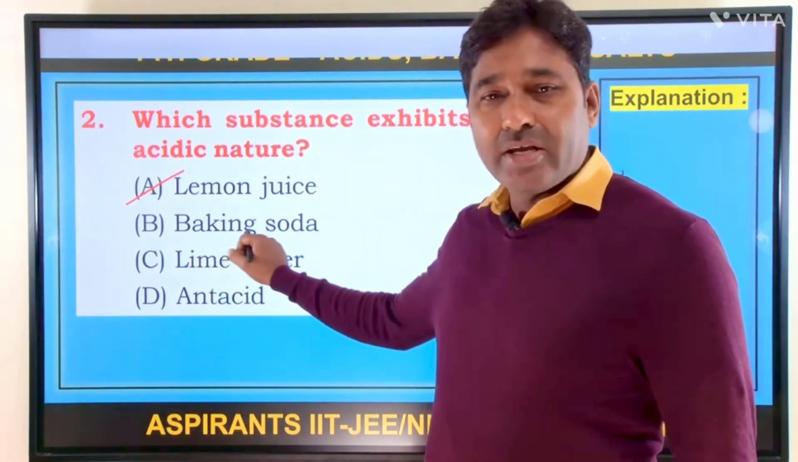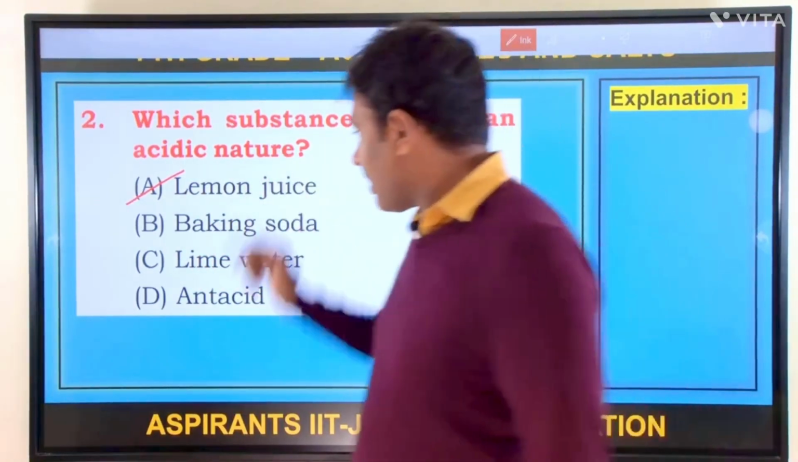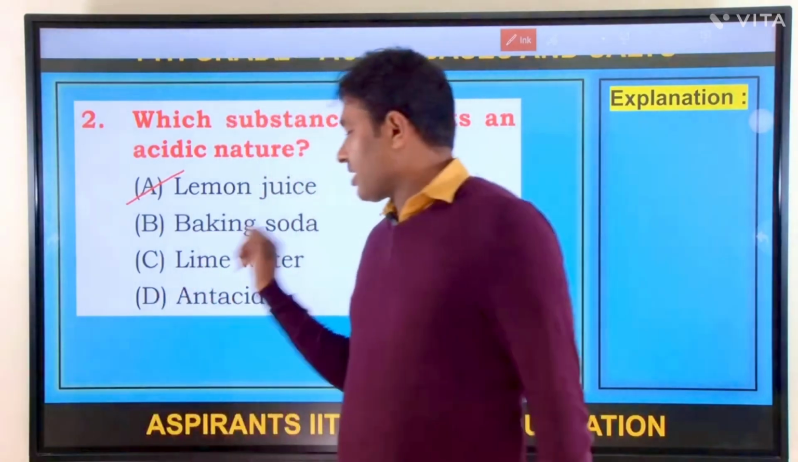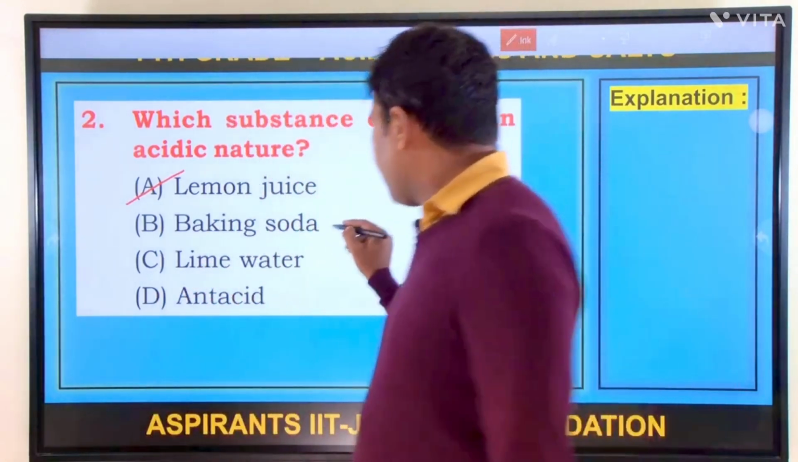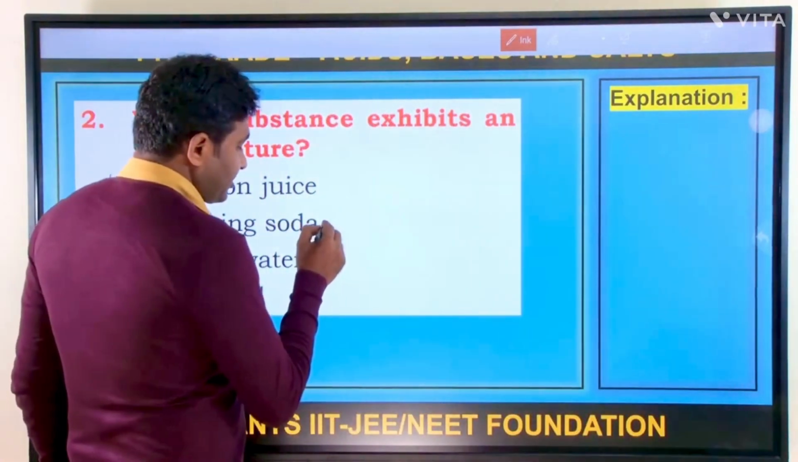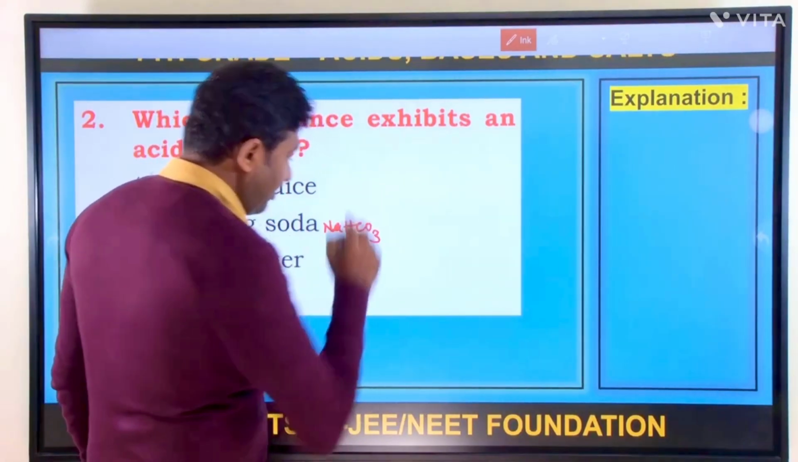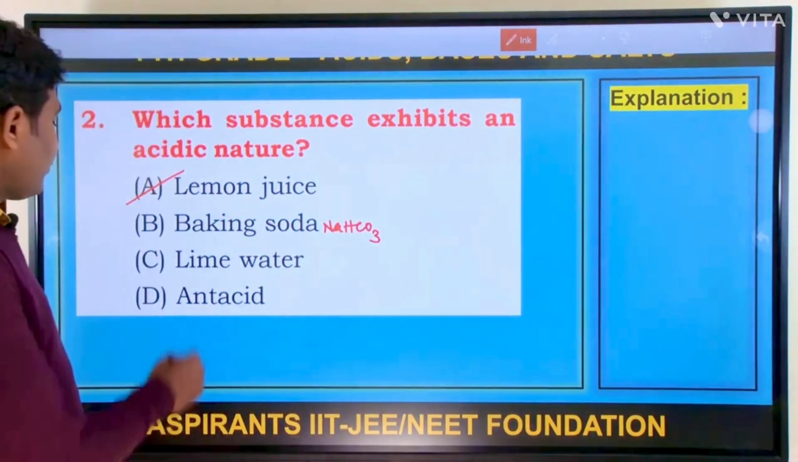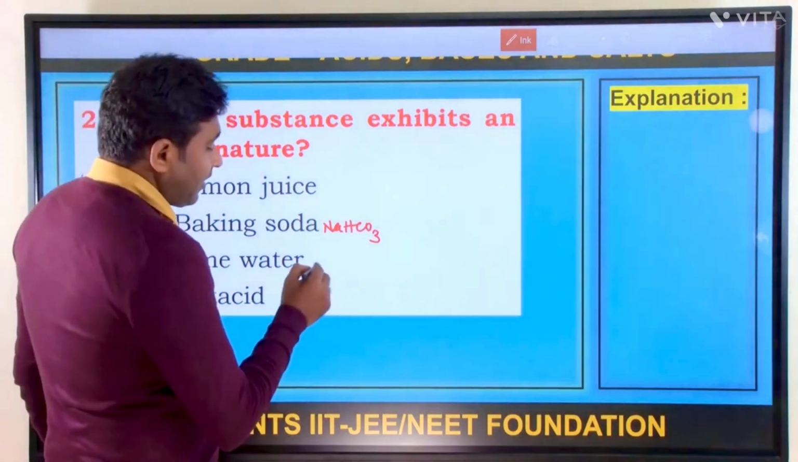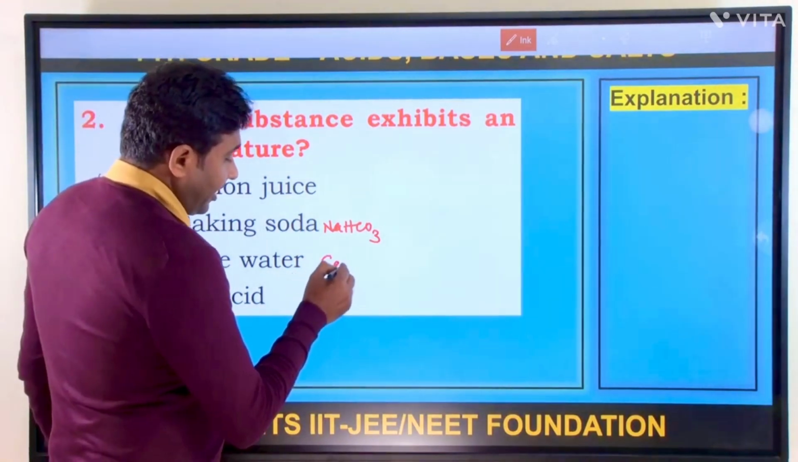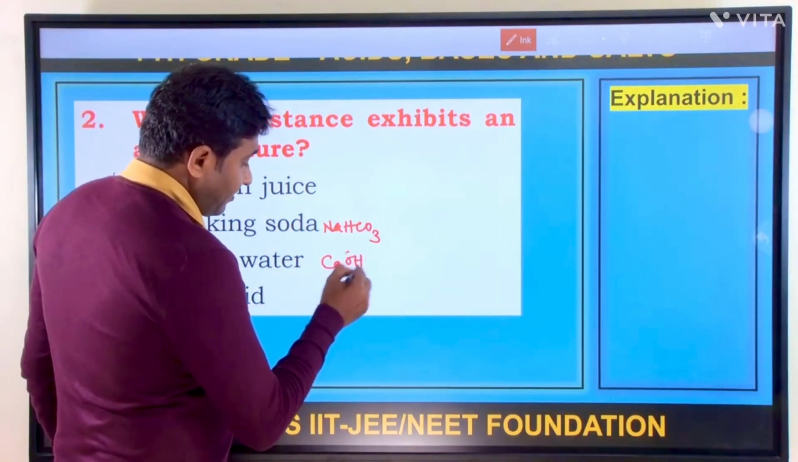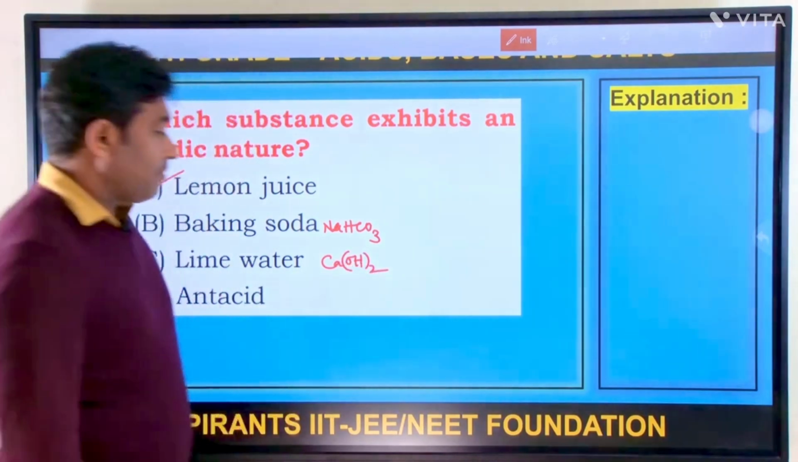Now we come to baking soda. Baking soda is a basic compound. Its formula is NaHCO3, sodium bicarbonate. It is a base. And now we come to lime water. Lime water is calcium hydroxide. It is also a base.